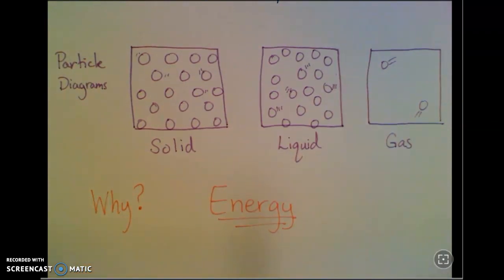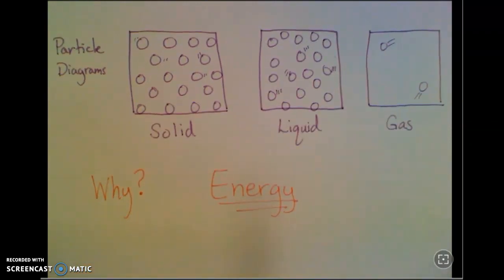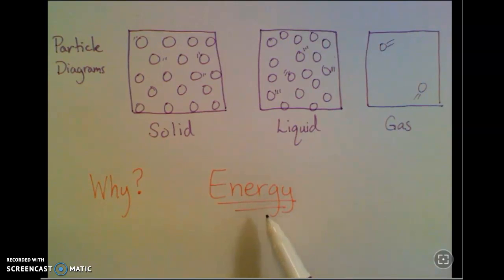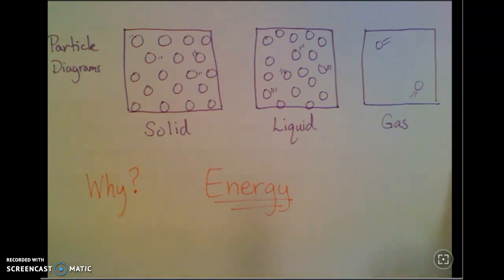Now, the question that we want to look at in the next couple of weeks really is why that is. Why do these particles behave differently? And why do we have these different states of matter? And you probably also have the idea that the reason is it's the amount of energy that the particles have. So we're going to really take a dive into looking at how that energy flows in a system as we think about those states of matter. So that's just a little introduction. We're going to do a lot more with the states of matter.